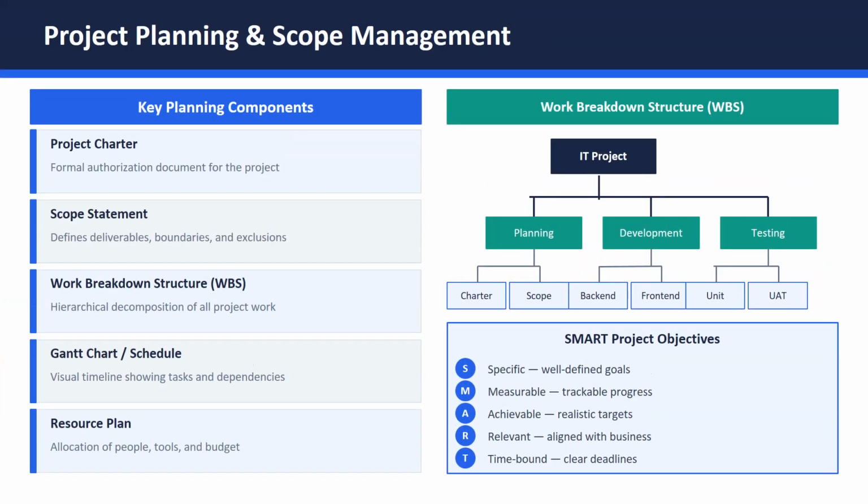Effective planning includes a project charter, a scope statement, work breakdown structure, Gantt chart, and a resource plan. SMART objectives are crucial. Set goals that are specific, measurable, achievable, relevant, and time-bound.